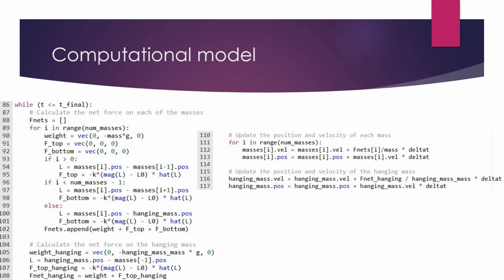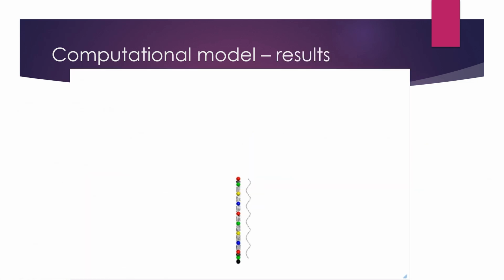Then I have to calculate the net force on the hanging mass, which simply does the same procedure, but only calculates its weight and the force being exerted on it by the spring on the top. Then, using the position and velocity update formulas, I update all of the positions and velocities of all of the masses as well as the hanging mass. The following is the result of the computational model.